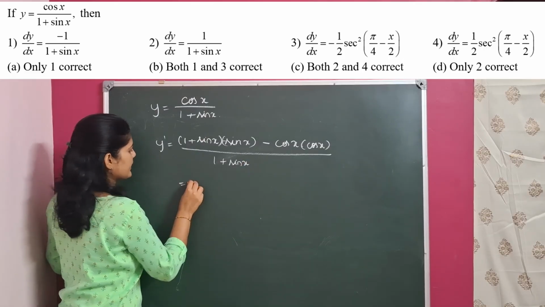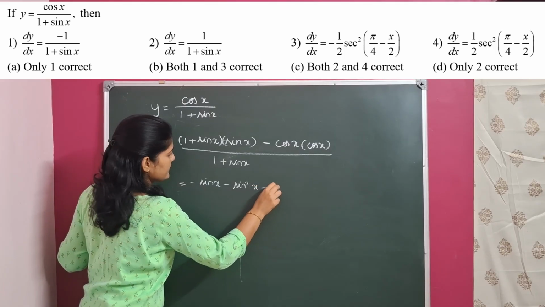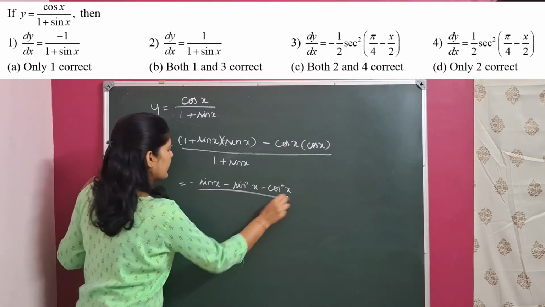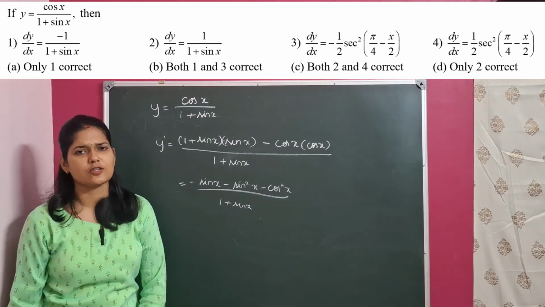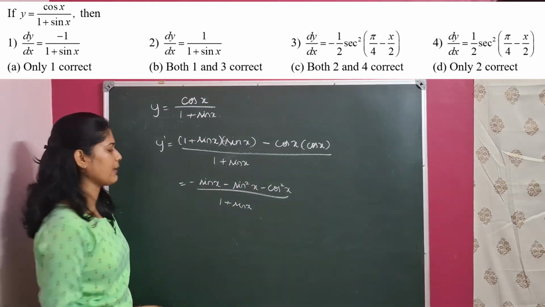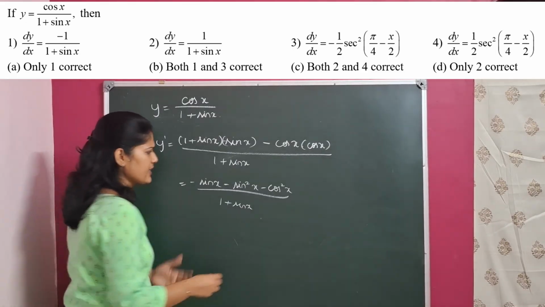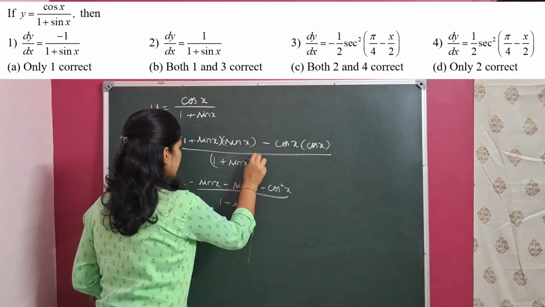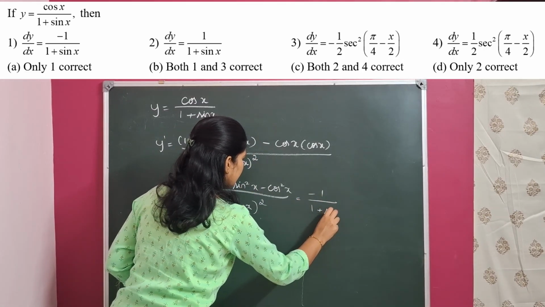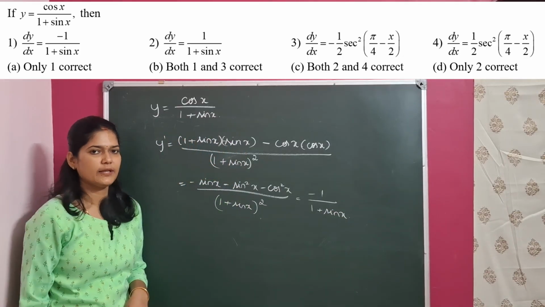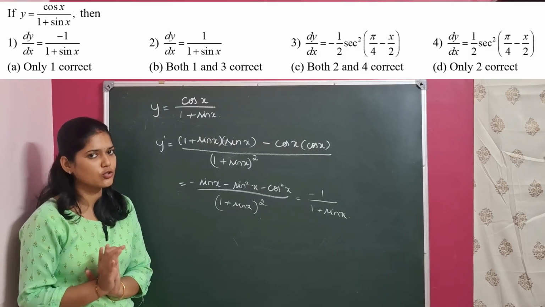If we simplify this, it will be minus sin x minus sin square x minus cos square x whole divided by 1 plus sin x whole square. Sin square x plus cos square x means 1, so it will be minus 1. If we take minus common, it will be minus of 1 plus sin x divided by 1 plus sin x whole square. If we cancel the term, it will be minus 1 divided by 1 plus sin x. This is one of the answers if we differentiate it directly using quotient rule.